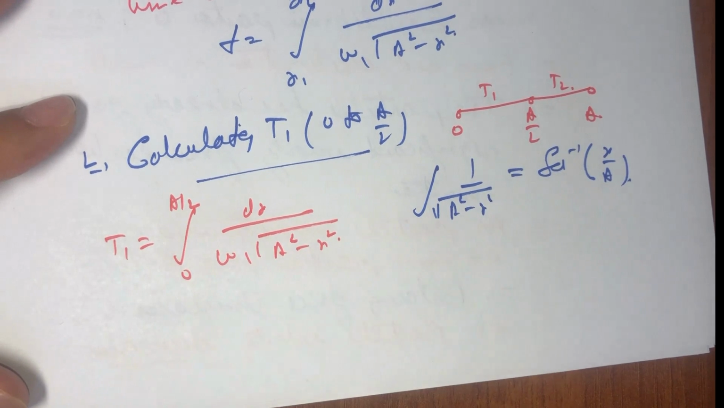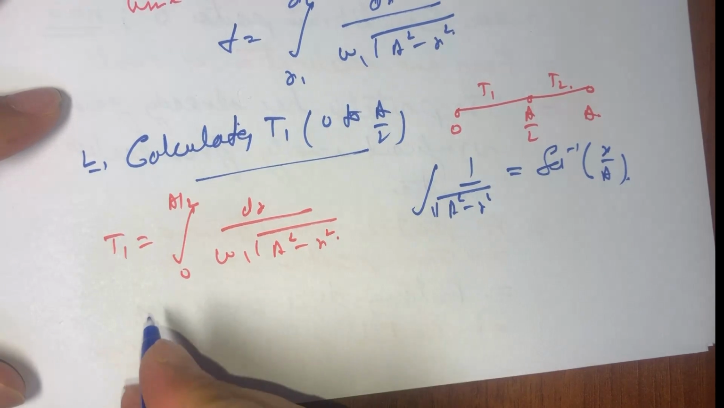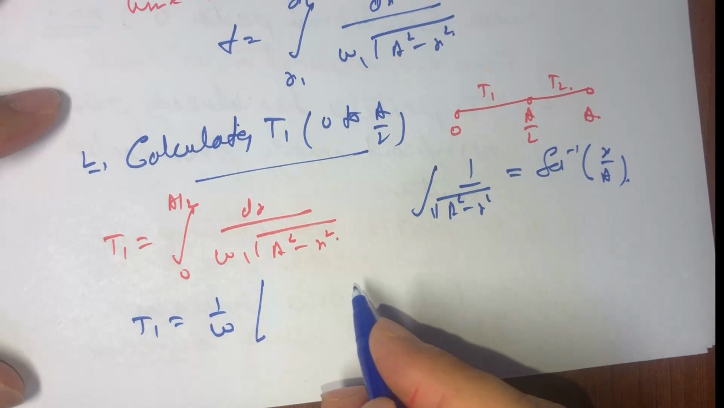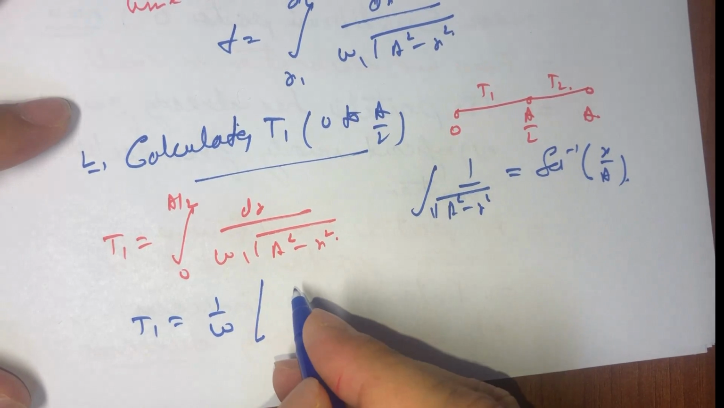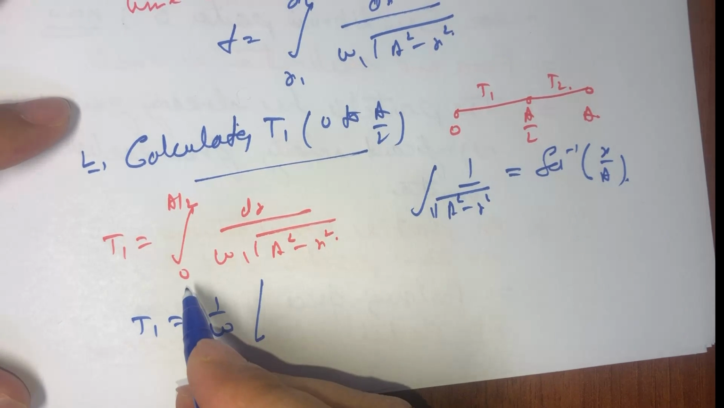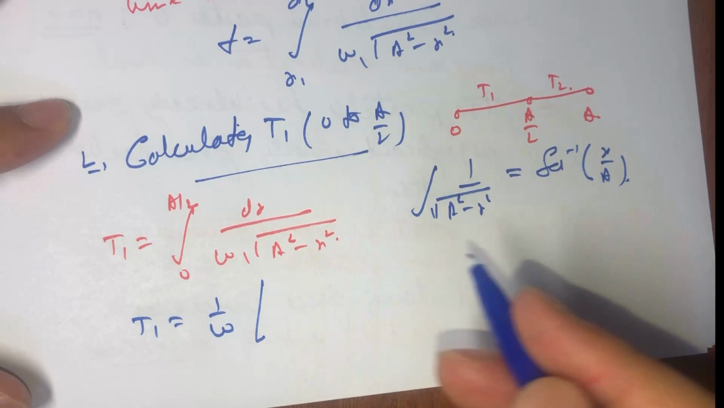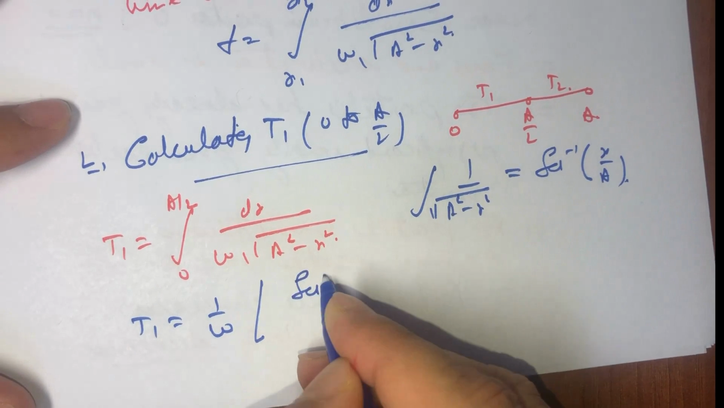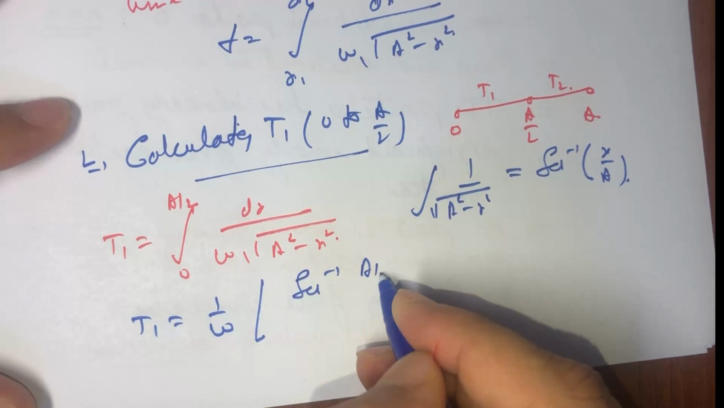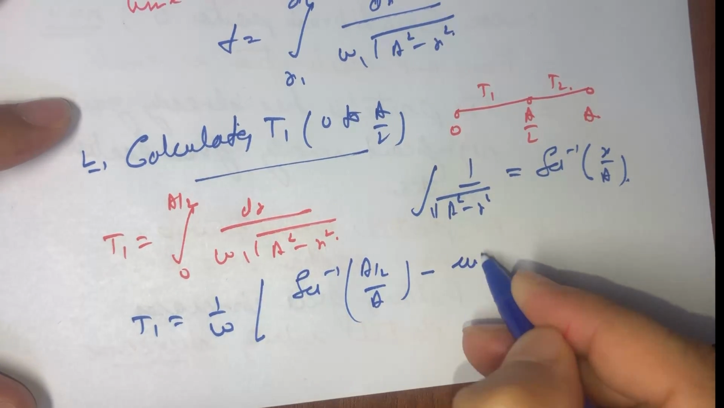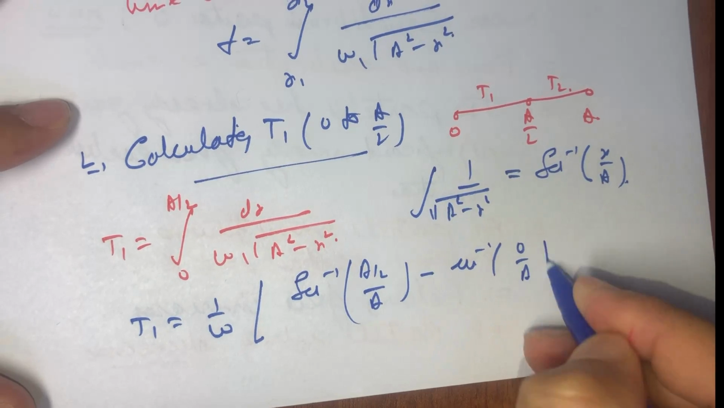So we can write t1 is equal to 1 upon omega, and the upper limit is a by 2 and the lower limit is 0. We substitute it here and we get sine inverse of a by 2 divided by a, minus sine inverse of 0 divided by a.